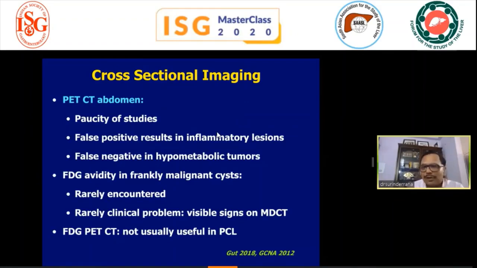Then PET-CT, again, there are very few studies, but whatever they have evaluated, it has a very limited role. False positives and false negatives we know, and FDG avidity in a frankly malignant cyst is very rarely encountered. And whenever you have a cystic lesion where FDG is avid, you can easily diagnose it as a malignant cyst even on a CT scan. So FDG PET is not usually useful in pancreatic cystic lesions.